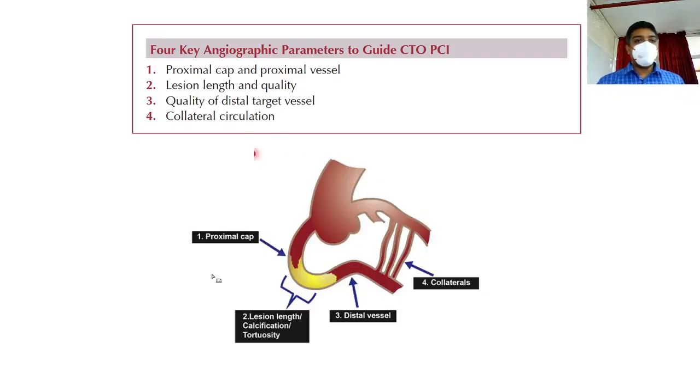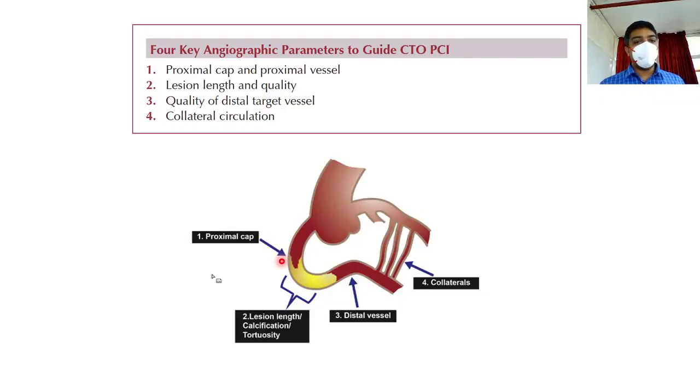So this is the CTO. The 4 key angiogram panels you have to see: this is a CTO of the right coronary artery, and this is the LAD supplying collaterals to the right CTO lesion. So the parameter is the proximal cap. This is the proximal cap. So whether this is ambiguous or not. Here we can see it properly.